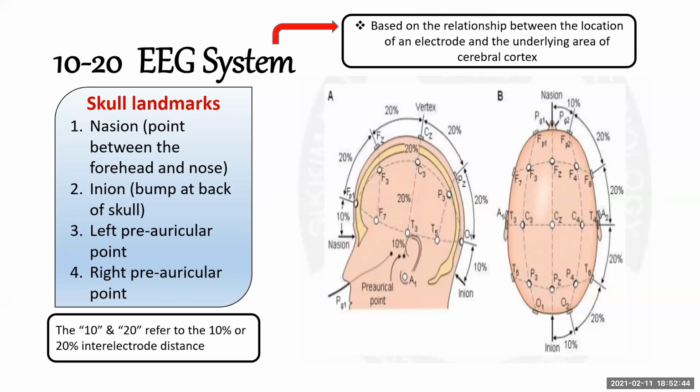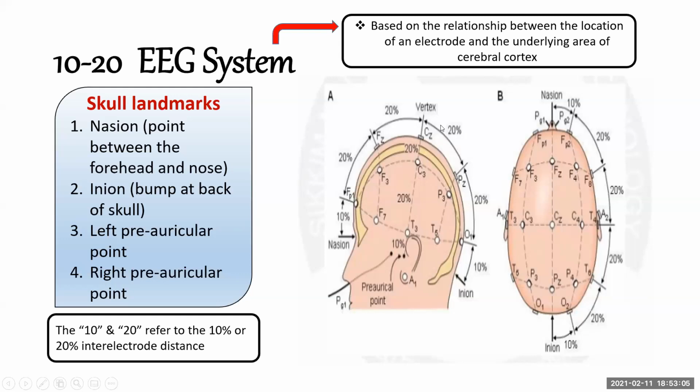Okay, for the electrode placement, we will follow the 10-20 EEG system. This system is based on the relationship between the locations of an electrode and the underlying area of the cerebral cortex. What it means by the underlying area of the cerebral cortex, I will explain later on.